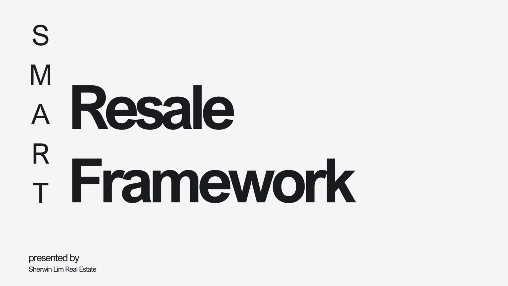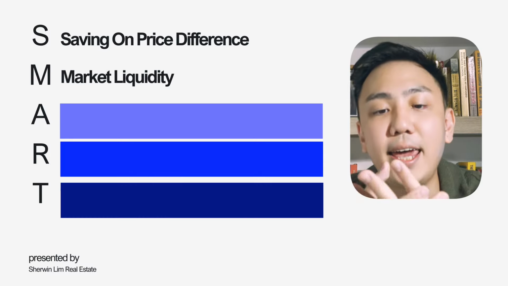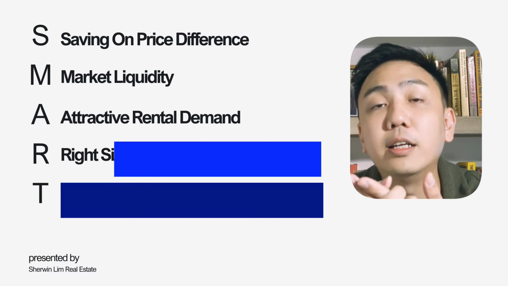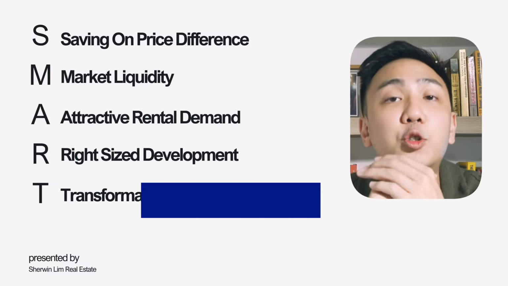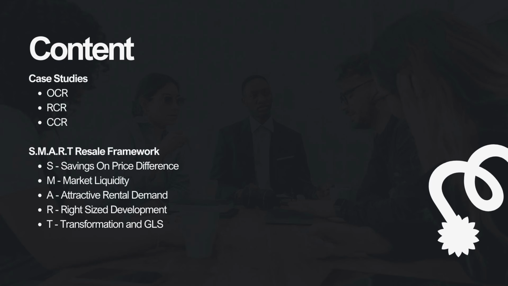So what is S.M.A.R.T? S is savings on price difference, M is market liquidity, A is attractive rental demand, R is right size development, and the last T is transformation of the area. So I'm going to go through 3 different case studies in 3 different areas, and from these 3 case studies, you can see the similarities of these 3 projects which we actually identify. So to be fair, we actually applied it across OCR, RCR, and CCR.